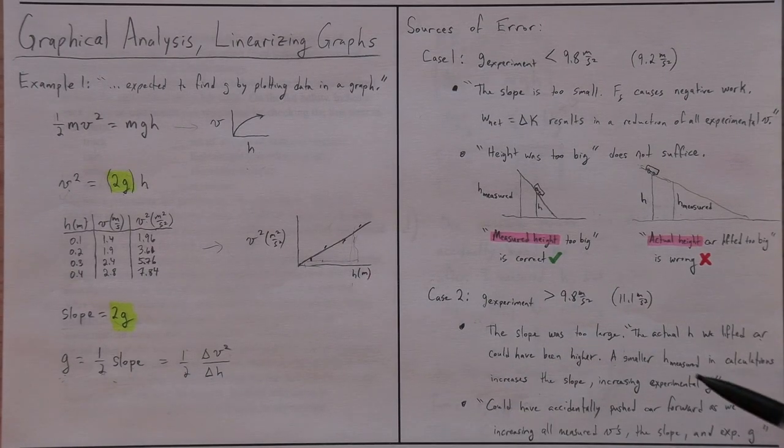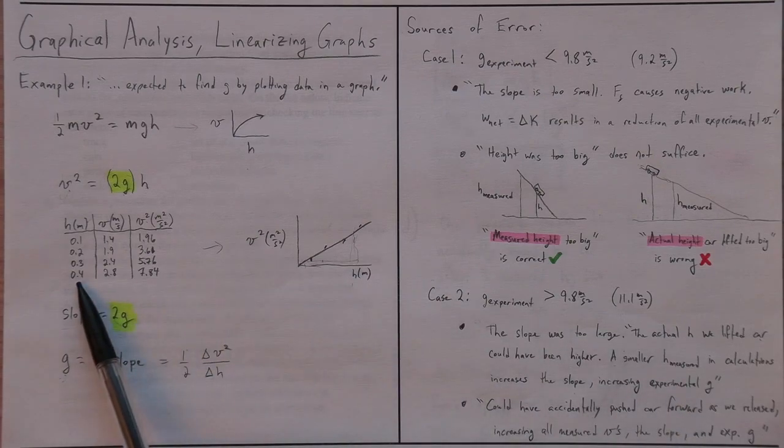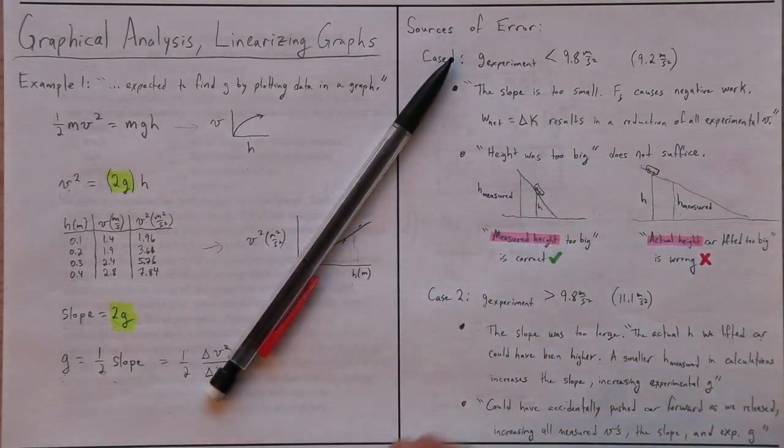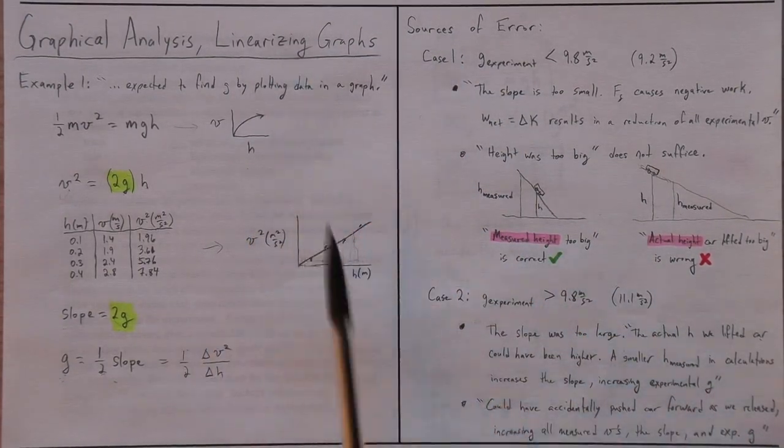So here are some possible explanations. You could say the slope was too large, obviously, from this formula. And why? You could say the actual height we lifted the car could have been higher. A smaller h measured in the calculations increases the slope, increasing experimental g. Right? So now the actual height was too high, so all these ended up being too small, which would shift the line upward if h's get too small.